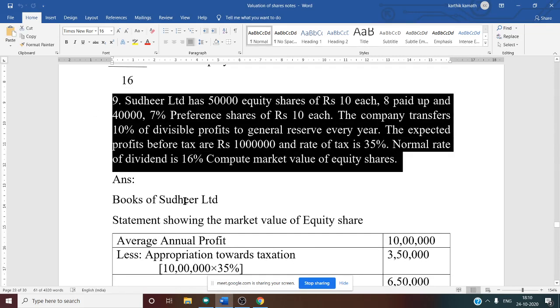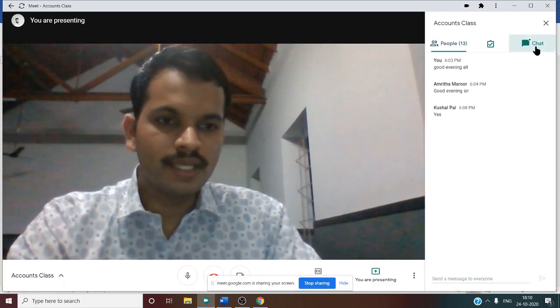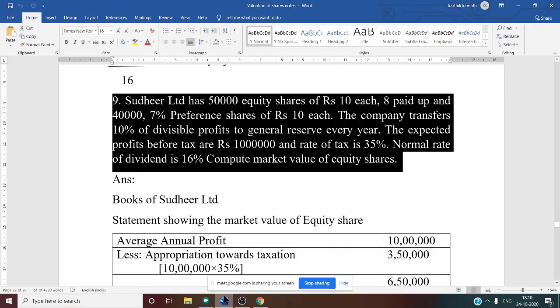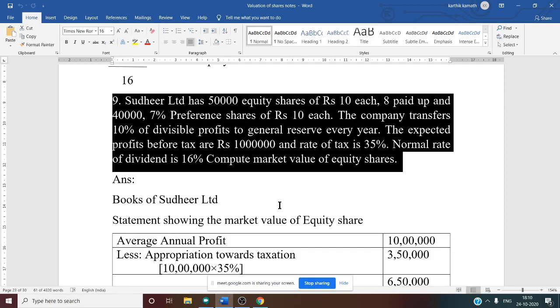Sudhir Limited has 50,000 equity shares of 10 each, 8 paid up, and 40,000 7% preference shares of 10 each. That means there are two classes of shares mentioned: one is equity share and one more is preference shares. Equity share, out of which 8 is paid, so that means 2 is not paid. This is partly paid up equity share, and fully paid up preference shares information is given.